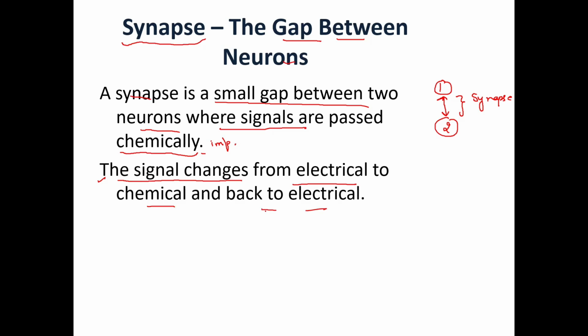How does the signal travel from one neuron to another? In two pathways. The first is the electrical pathway. The second is the chemical pathway. Both happen alternately: first electrical, then chemical, then electrical, then chemical. This is how a nerve impulse is transported from one neuron to another.